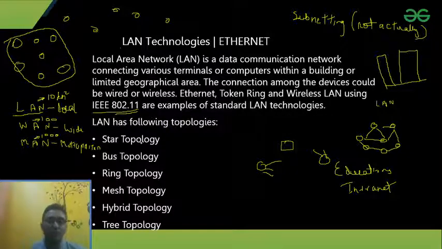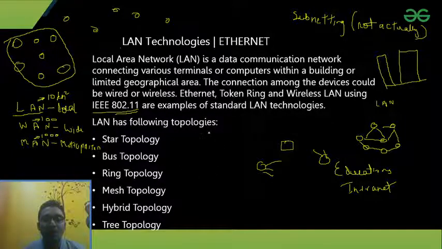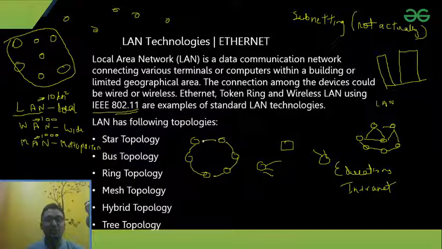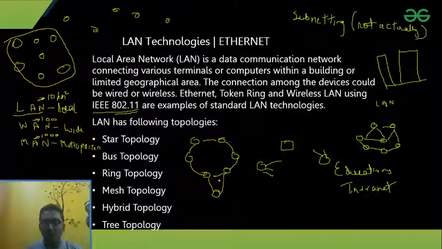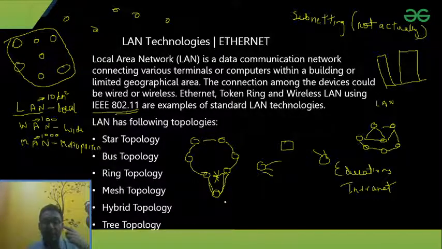Now LAN has the following topologies. What is topology? Topology basically means how the computers, how the systems are connected in a network. Suppose you have a network which is called a ring network. As you can understand by the name, a ring network is a network where each system is connected, and all the systems connected form a ring. You cannot just connect an external system to this ring like this. No, it is wrong. In order to connect an extra system in your ring, you need to break the chain, connect your system here, and then connect the other point in order to maintain the semantics of ring topology.